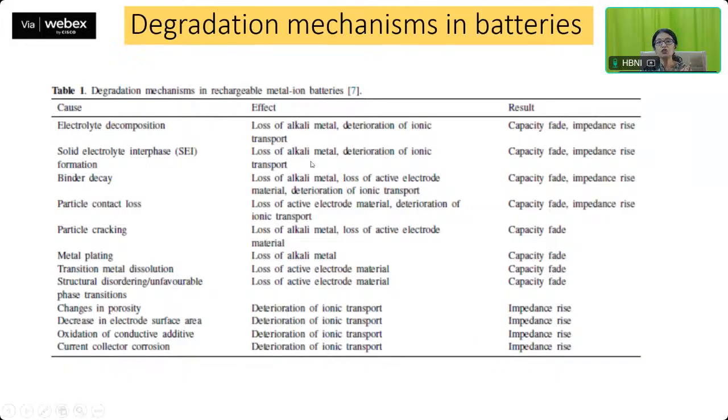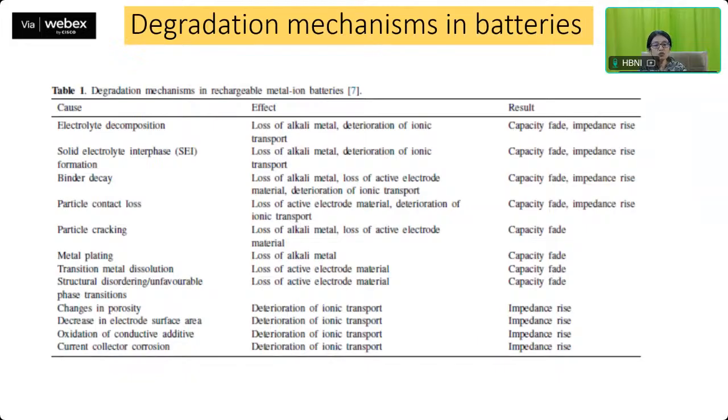Okay, then you can have a solid electrolyte interface formation, as I had discussed in the previous lectures. The same happens when you are having a solid electrolyte interface forming. What it is doing is decomposing the electrolyte, and a part of your lithium ion is getting lost in the formation of that SEI. So there is loss of alkali metal. Again, there is a deterioration in the ionic transport. So what you will see is a capacity fade and an impedance rise.